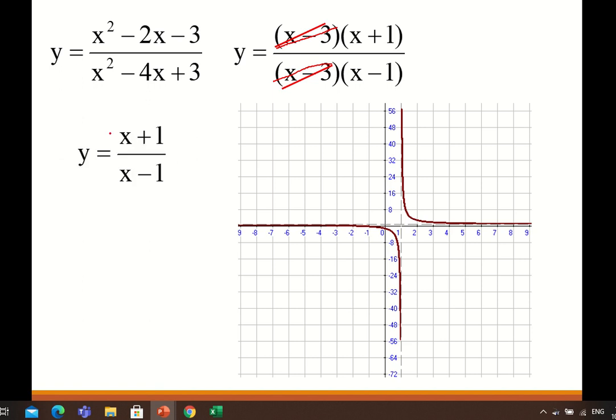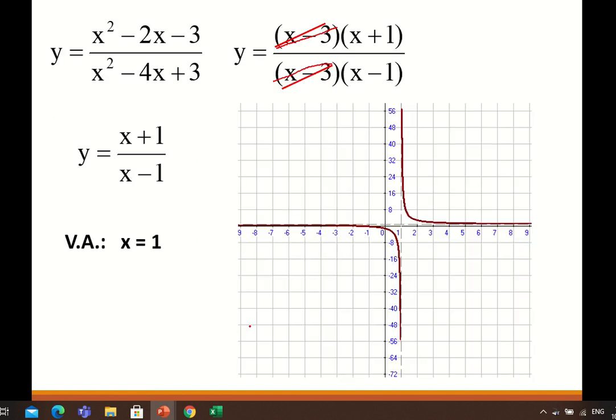So now you can easily see what is the vertical asymptote. So what makes the denominator equal to 0? So when x equal to 1, so 1 minus 1 equal to 0. That makes the denominator equal to 0. So therefore the vertical asymptote is x equal to 1. So as illustrated in our graph here, okay, so x equal to 1. So this is our vertical asymptote.